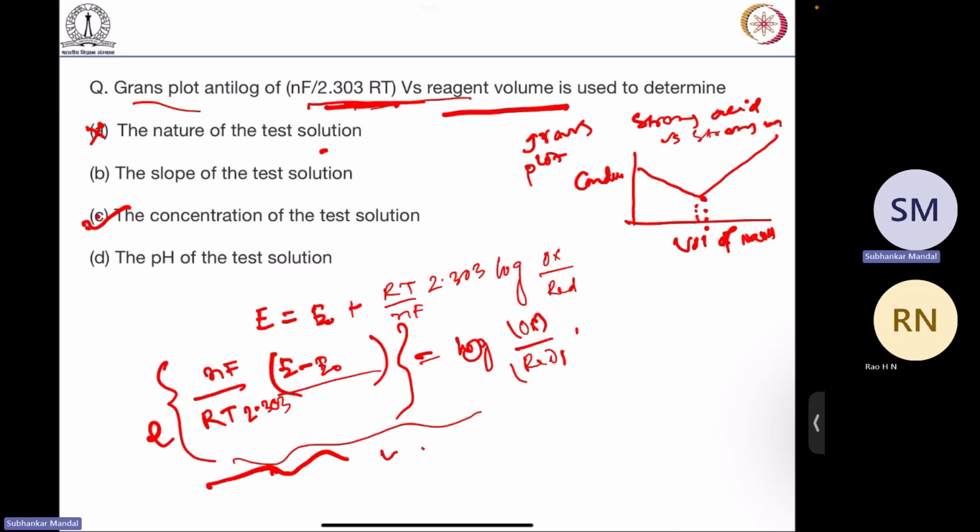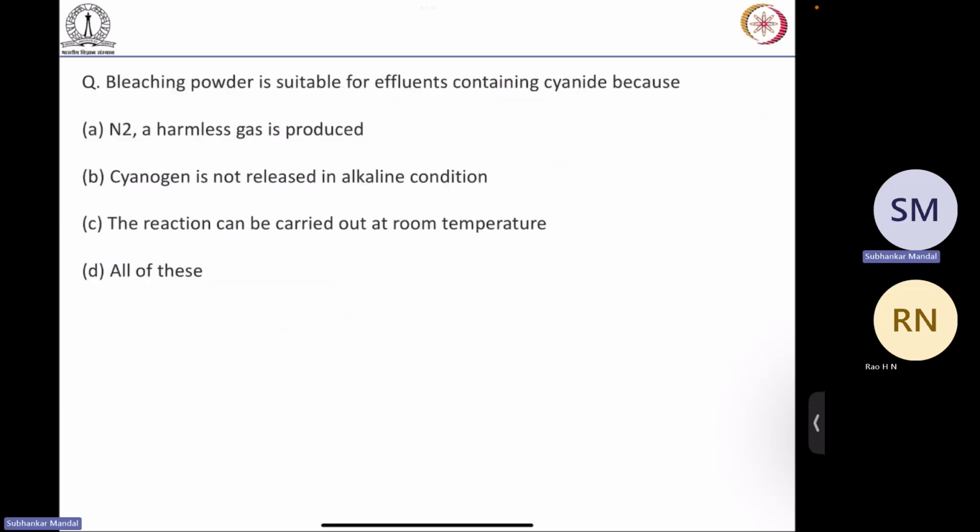So the answer is C. Bleaching powder is suitable for effluents containing cyanide because a harmless gas is produced. Cyanogen is not released in alkali condition. The reaction can be carried out at room temperature, and all of this. What will be the answer?